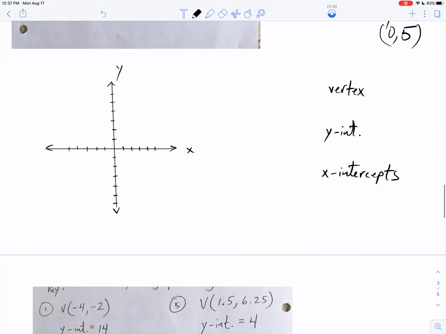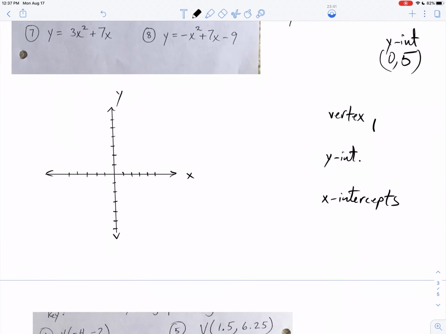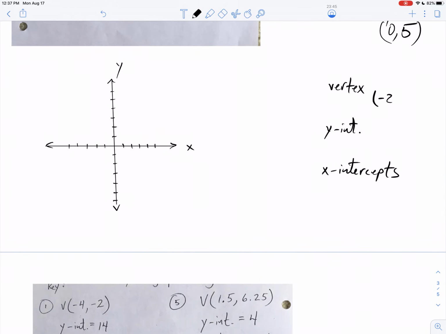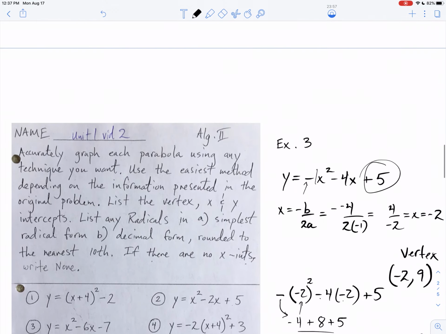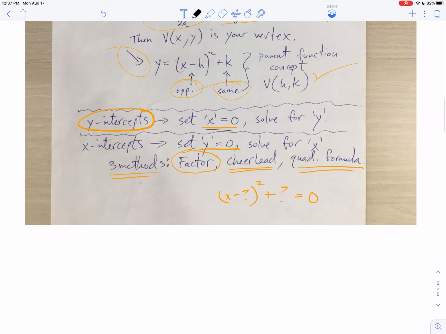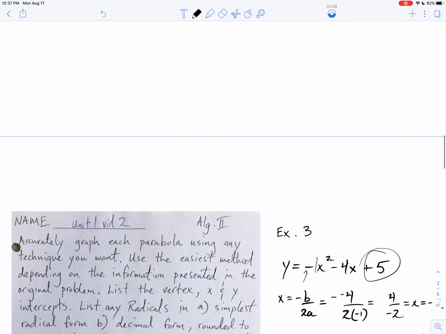So let's start filling in some blanks here. What did I have? Vertex. I've made this up already. I got vertex at negative 2, 9. I got y-intercept at 5, or 0, 5. X-intercepts. Now, here's where I wanted to show you this example, because factoring is not your enemy. It's not a bad guy. Remember, you want to find x-intercepts. I can set y equal to 0, solve for x. Factoring is one of the ways I can find those answers. Check this out.